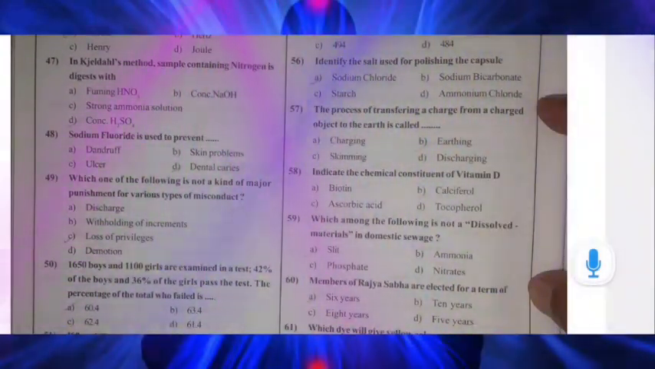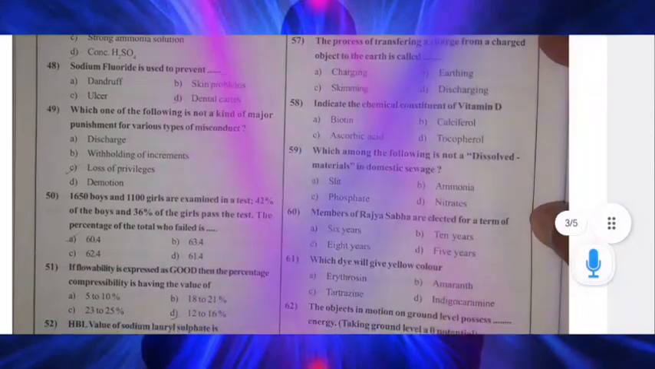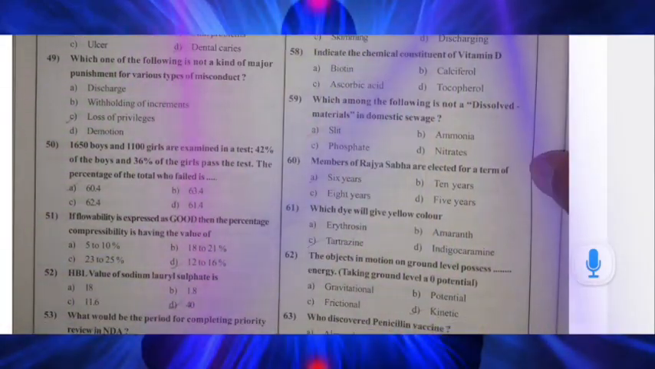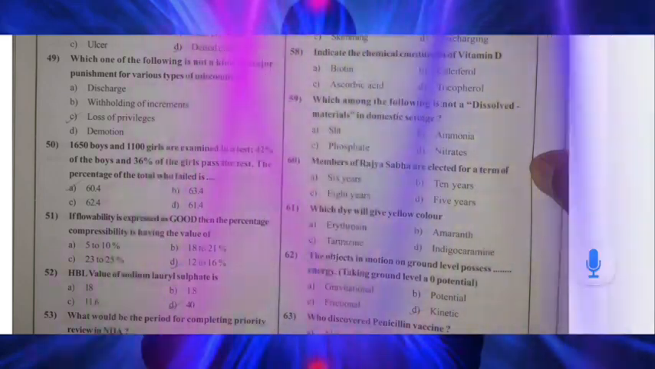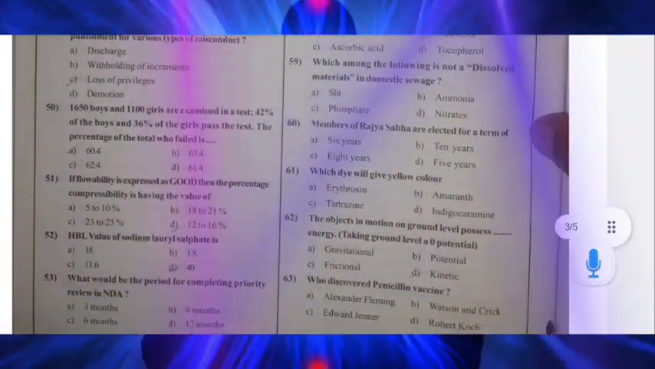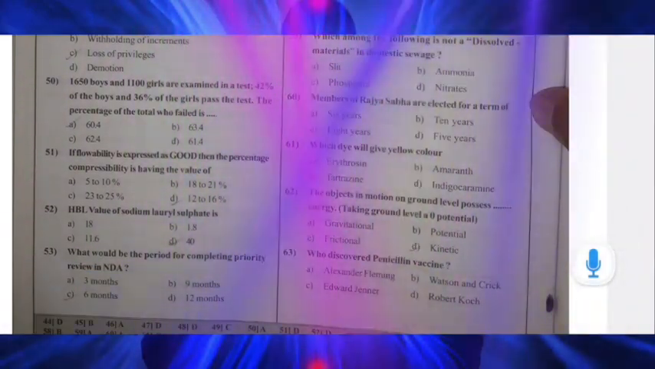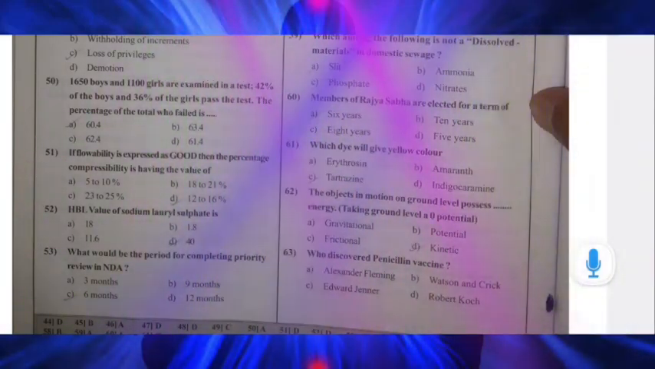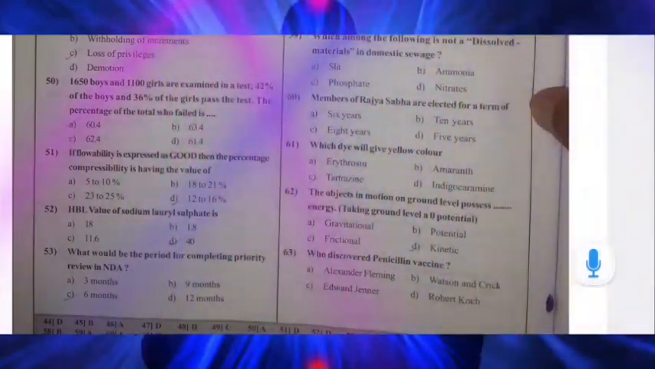Sodium chloride. The process of transferring a charge from a charged object to the earth is called earthing. Indicate the chemical constituent of vitamin D. Calciferol. Which among the following is not a dissolved material in domestic sewage? Silt. Members of Rajya Sabha are elected for a term of 6 years.